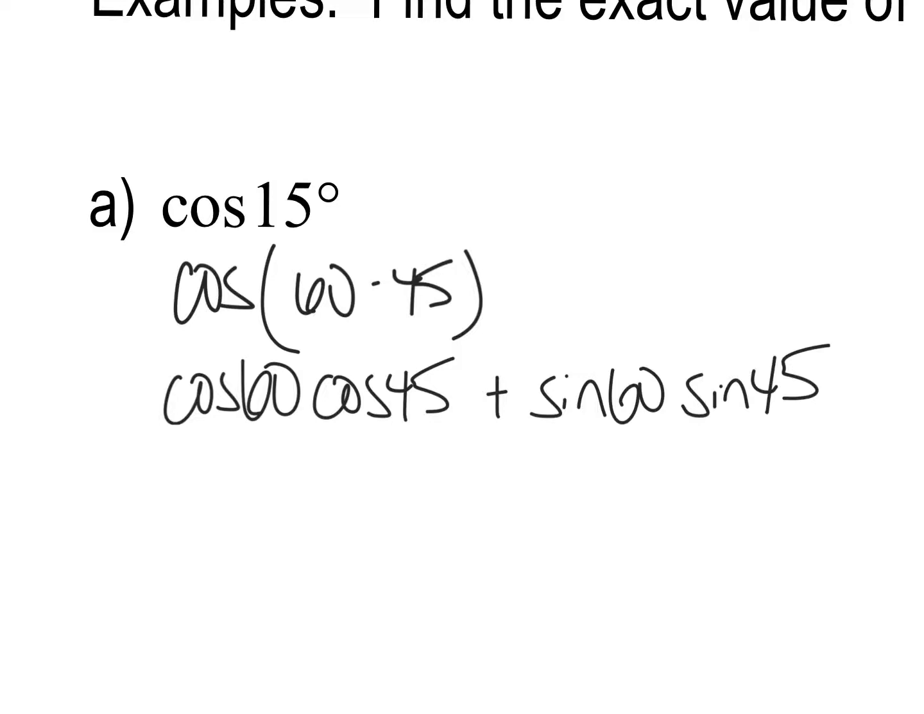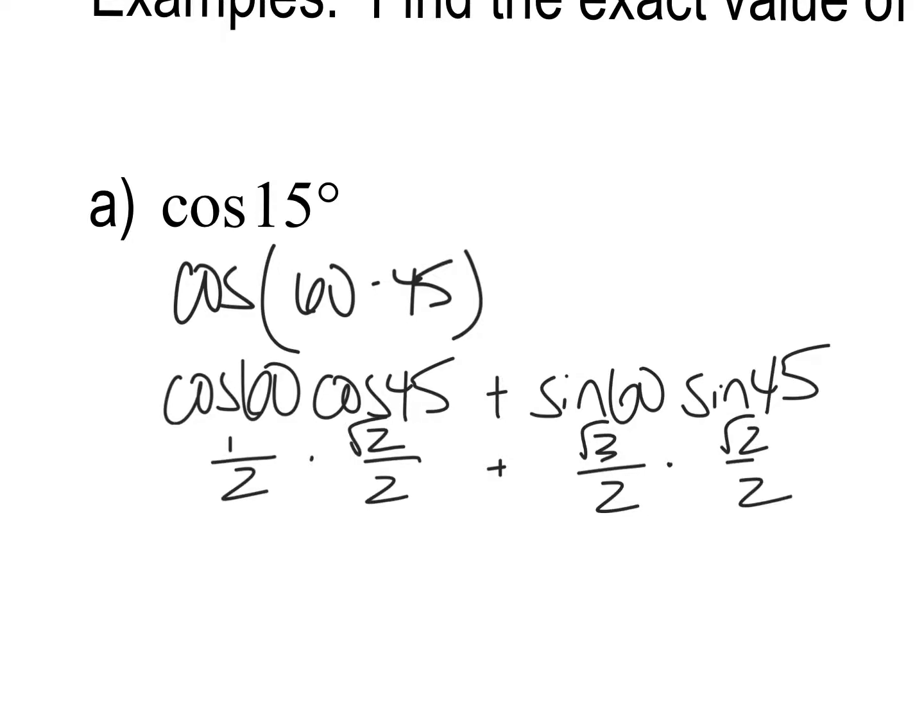So cosine of 60 degrees, that's 60 degrees on the unit circle, it's the x value, which is 1/2. Cosine of 45 is radical 2 over 2. Sine of 60 degrees, that's the y value, so radical 3 over 2. And sine of 45 is also radical 2 over 2.